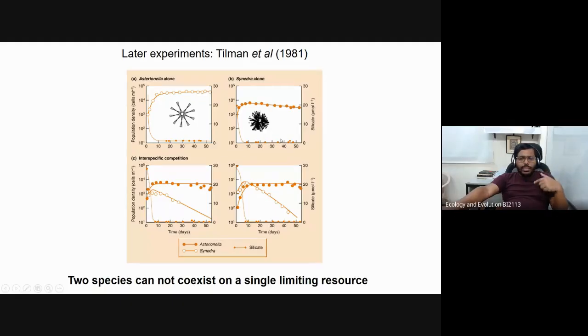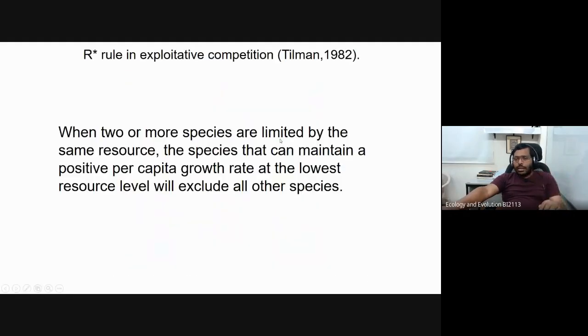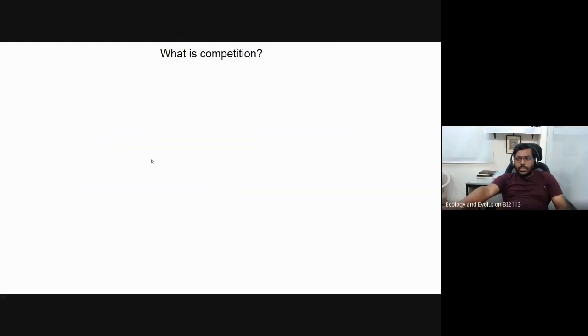So Tilman slightly extended this rule, and he called it the R star rule of competition. What he said was that when two or more species are limited by the same resource, then the species that can maintain a positive per capita growth rate at the lowest resource level will end up excluding all the other species, which basically means the ones which can live with the minimum amount of resource will win, and everybody else will lose out. So that brings us to a definition of competition. We have been saying all these things without really defining what competition is.